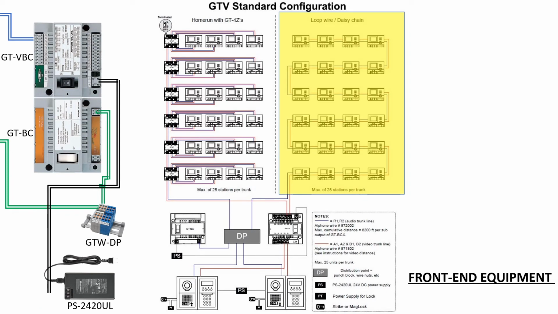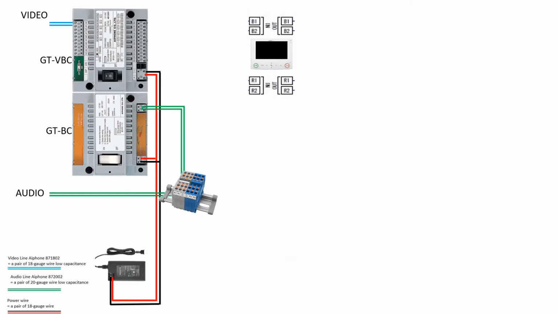Here's a wiring diagram with 2 trunk lines, one looped and one home run. We're going to concentrate on the right-hand side loop wiring. Now we'll add our first apartment station. As you can see, we have B1 and B2. That's going to be used for your video trunk line, and R1 and R2, which is going to be used for your audio trunk line.